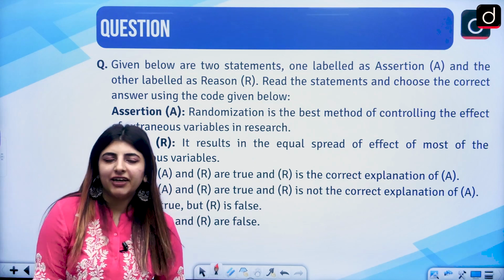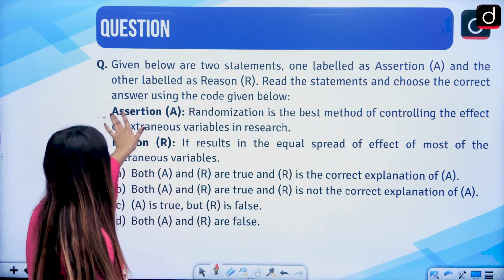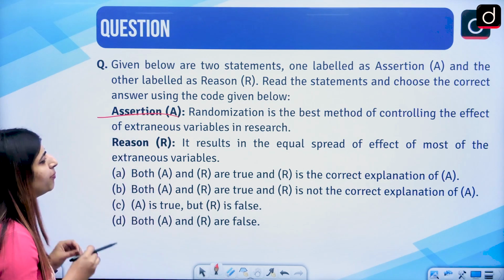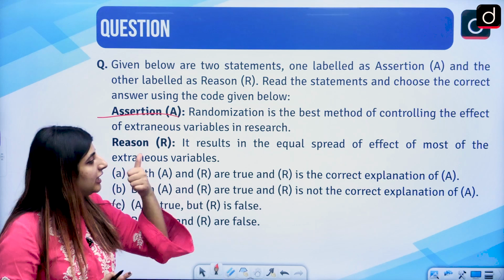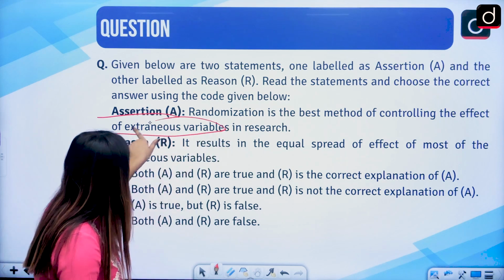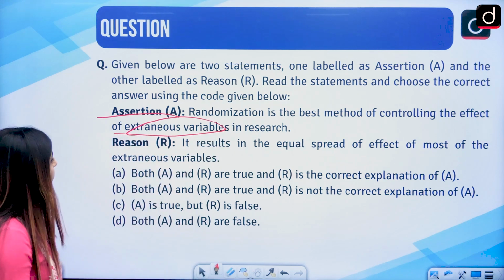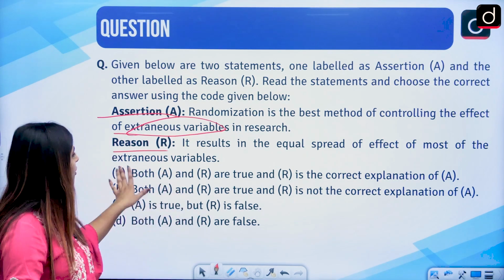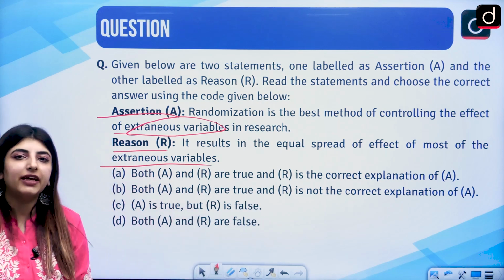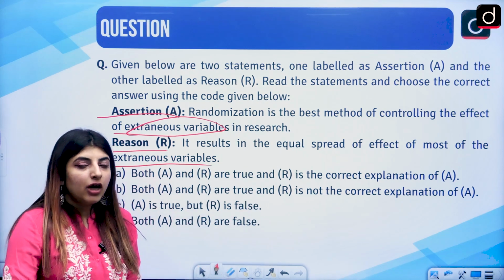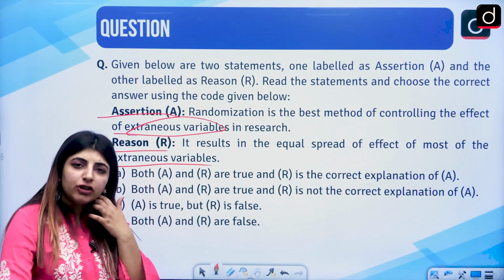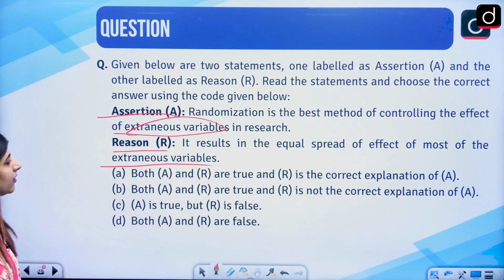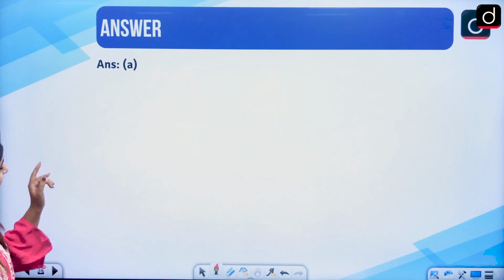Now, certain PYQs, as always, statement assertion based. Assertion says that randomization is the best method of controlling the effect of extraneous variables in research. Reason says it results in the equal spread of effect of most of the extraneous variables. So, what do you think is the answer? You can pause your screens here and try to answer the question that is in front of you. The answer is option A.